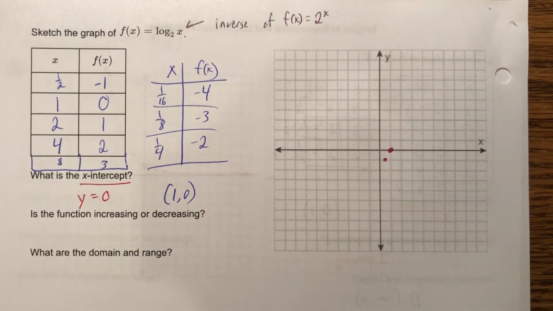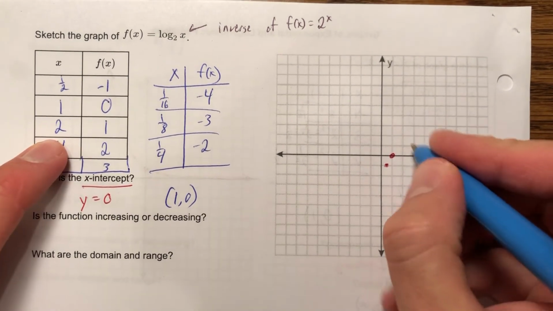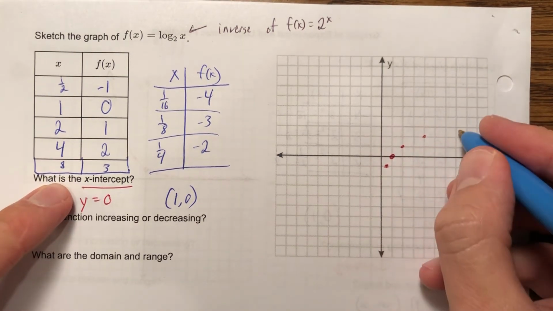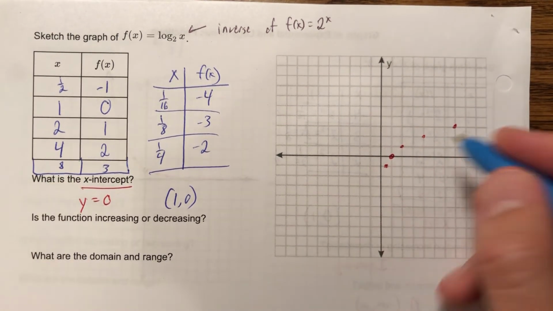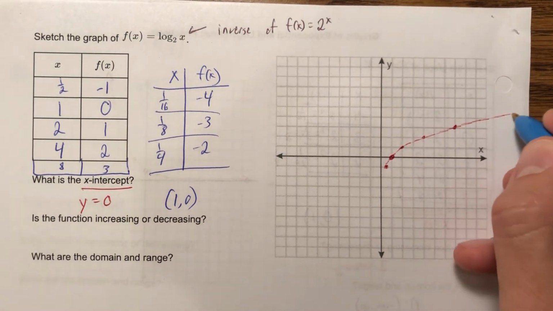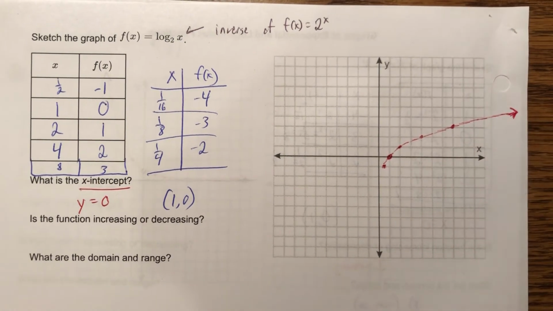All right, let's keep plotting points. I sidetracked my point plotting. 2, 1, 4, 2, 8, 3. And we see we've got this graph, and it's going up, and it's just going to keep on going up for days. It goes up forever. Now, it doesn't go up very quickly, but it goes up forever.